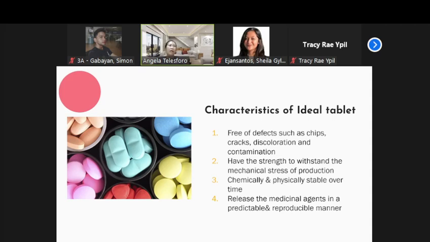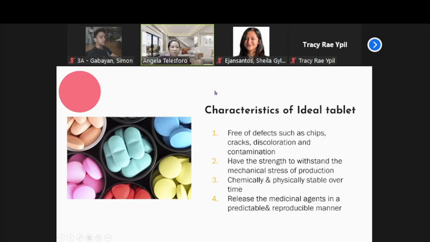Paracetamol, like Biogesic, they have 5 years of shelf life. Taas na kayo na. Because through the years, they do research as to how to make the product more stable to lengthen the half-life, to lengthen the shelf life of the drug, and release the medicinal agents in a predictable and reproducible manner.